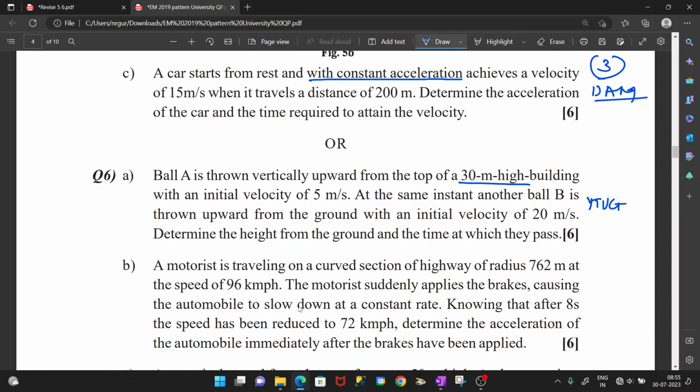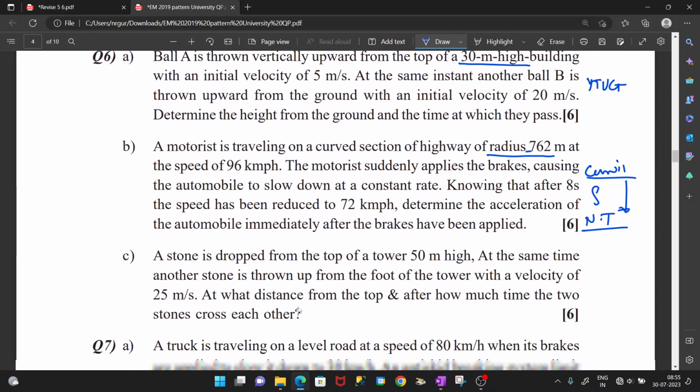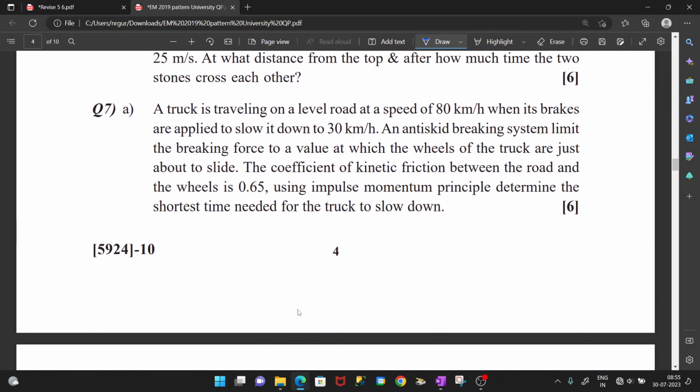Okay, this is a curve. The radius is given. As the radius is given, this is curvilinear motion, and radius is given means we have to deal with rho. Rho means it is a normal and tangential acceleration problem. Getting it? So this is how you can divide the problem and apply the specific formulas from that particular type only. This is how you can deal with the fifth unit.